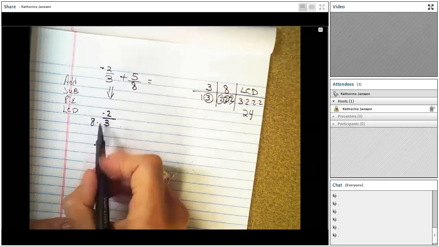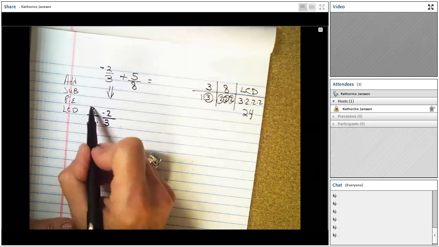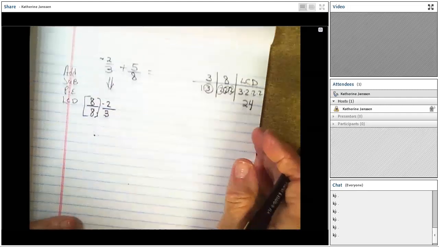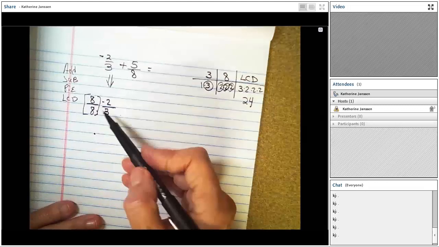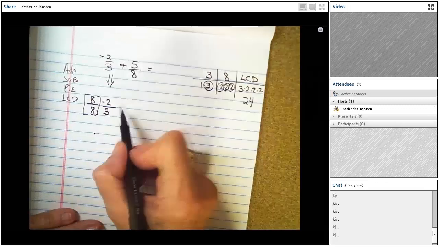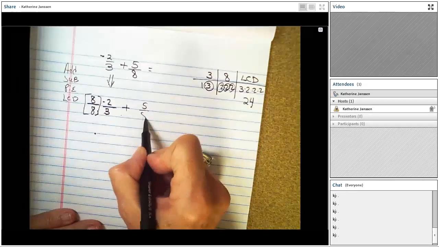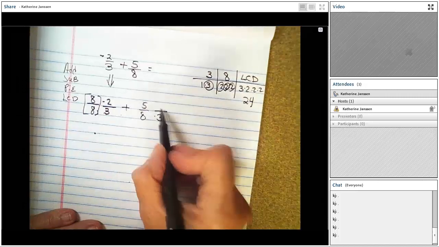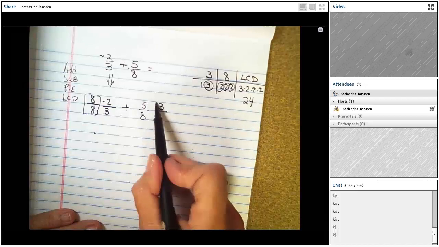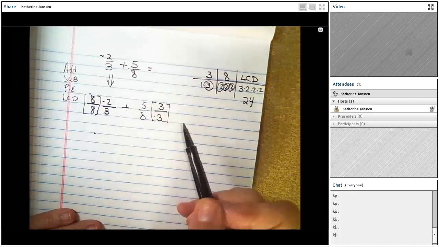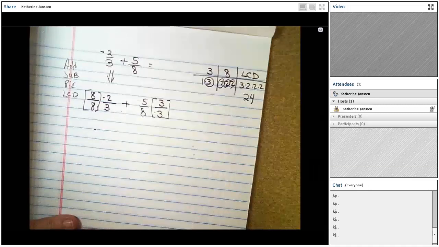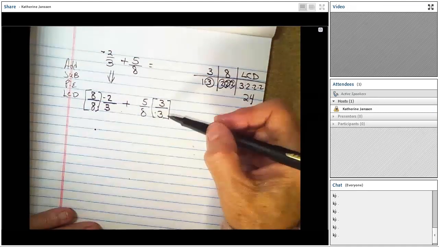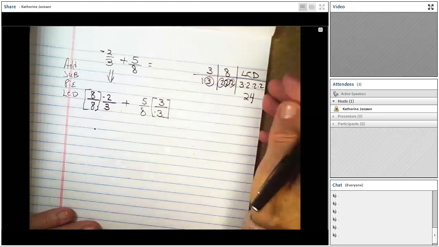8 times 3 is 24, so I'll have to multiply the numerator by 8 as another name for 1. I'm not changing the value of my fraction. I'm just changing the way it looks as an equivalency in 24ths. Plus 5/8. 8 times 3 would be 24. If I multiply the denominator by 3, I'll have to multiply the numerator by 3 as another name for 1. 1 times any number is a number itself. I'm not changing the value of 5/8. I'm just changing what it looks like in 24ths as an equivalency.